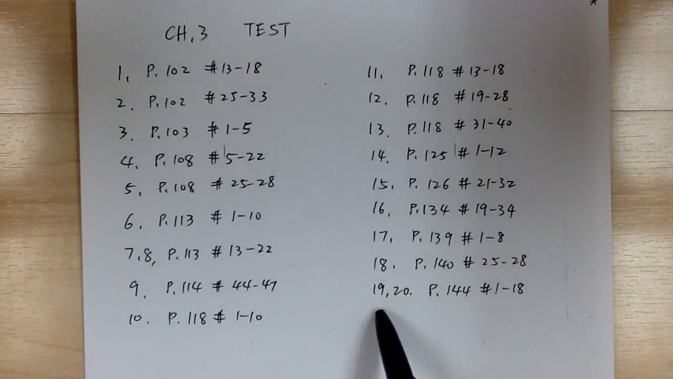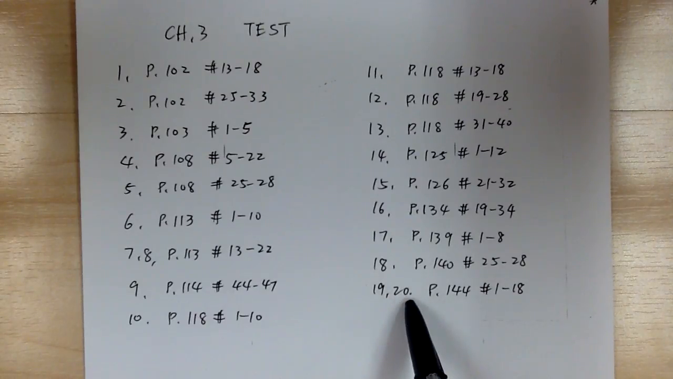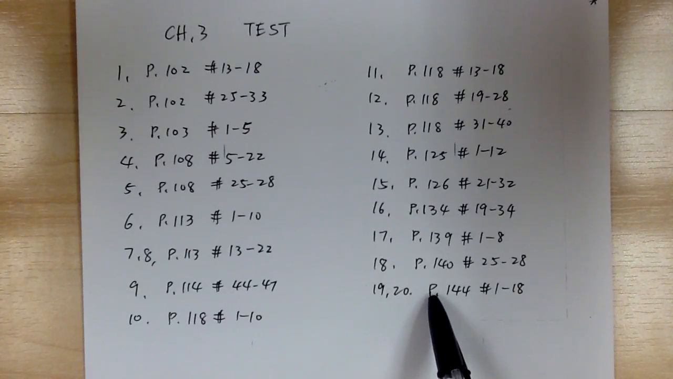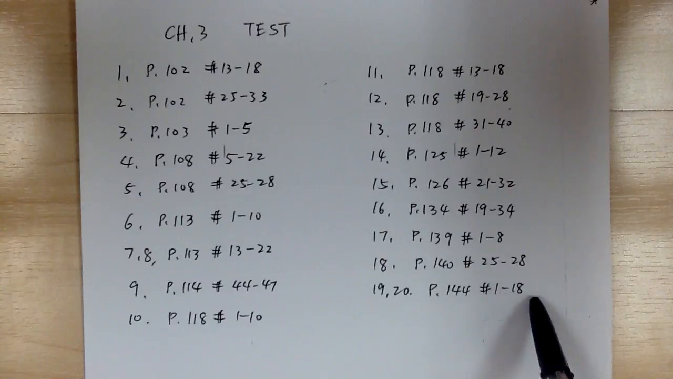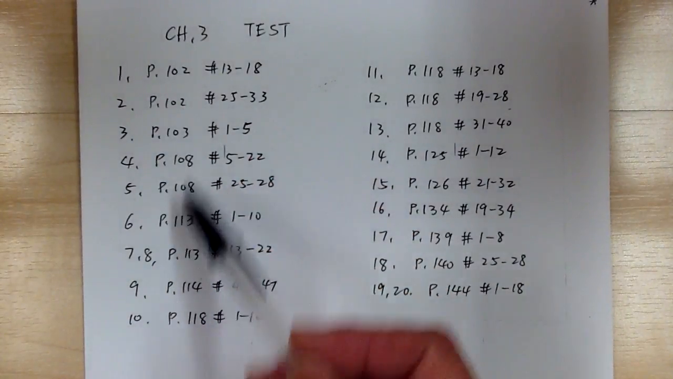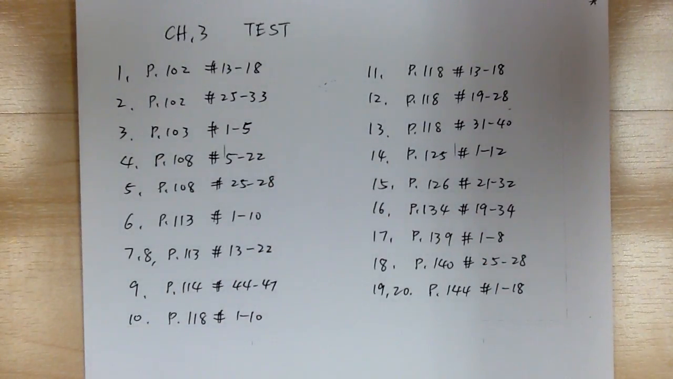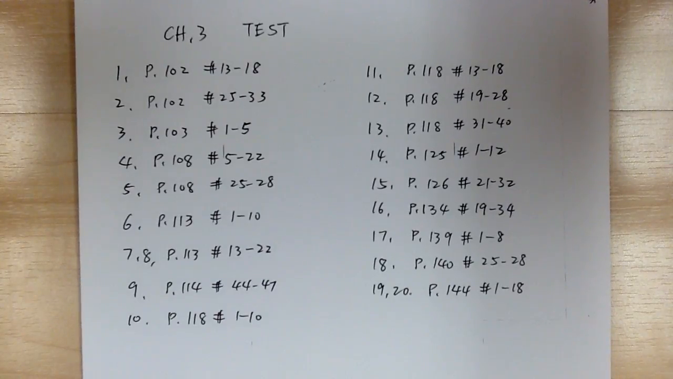So there will be 20 problems. When you go, just go through the list. Number 19 and 20 on the test would be similar to page 144, number 1 through 18. So make sure you go through each of these items and make sure you know how to do each one. Now let's go over some examples.